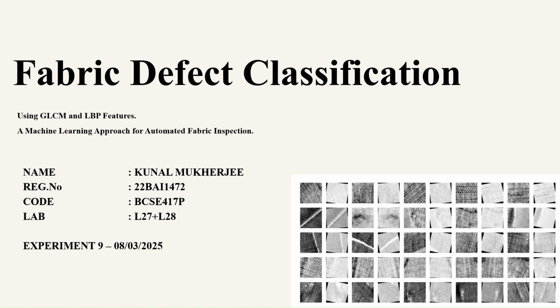So, for fabric defect classification, the main aim of today's experiment is to use GLCM and LBP features for feature extraction, and after that, on the combined features, by scaling and reducing them, we are going to apply a machine learning model to create an automated fabric defect classification system. So that is the aim of today's experiment, and the dataset was taken from Kaggle.